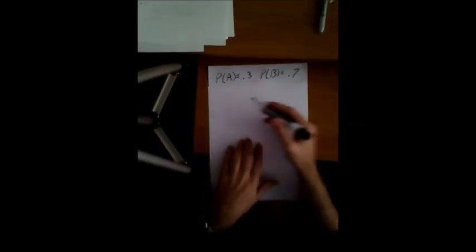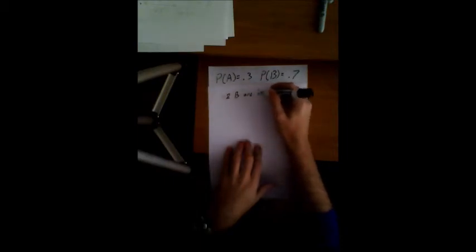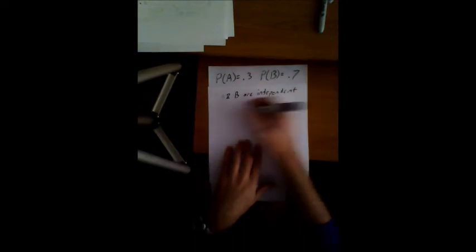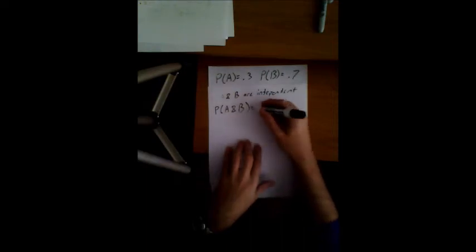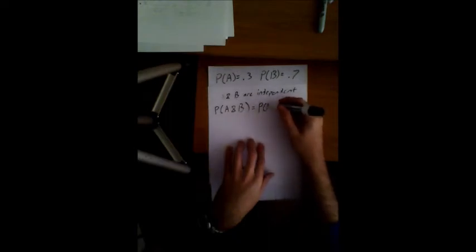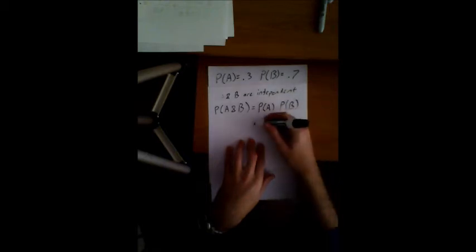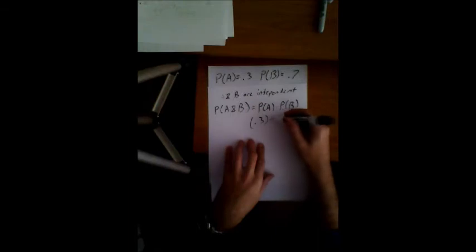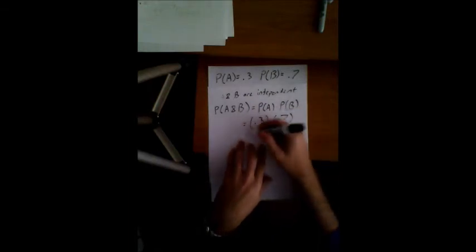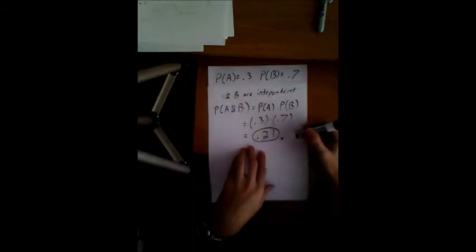We're given that A and B are independent. And we want to know what is the probability of A and B. If these things are independent, then we know that the probability of A and B is equal to the probability of A times the probability of B. And so we fill these things in. This is 0.3 times 0.7. So we get 0.21 when we multiply these two together. So the probability of A and B is 0.21.